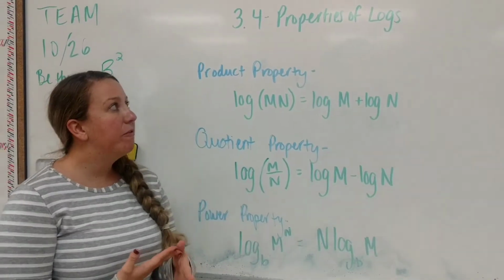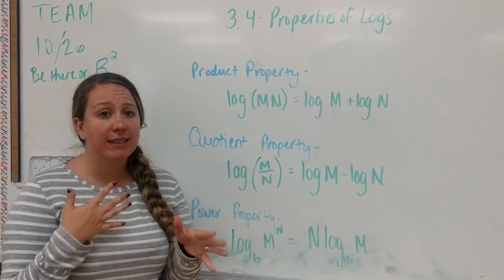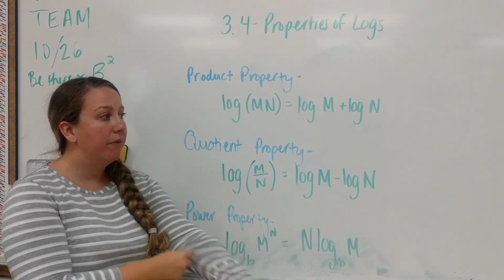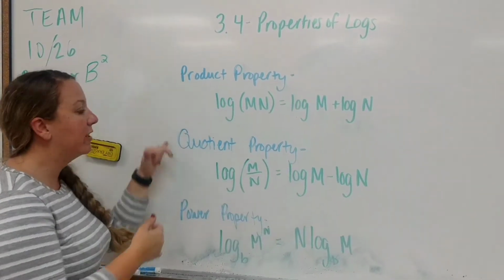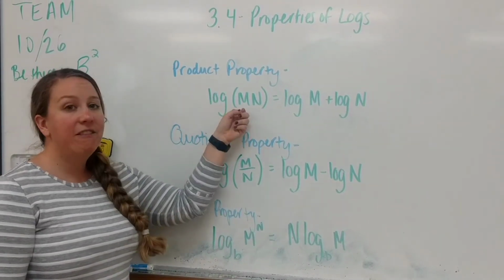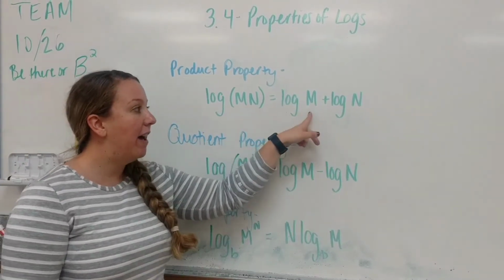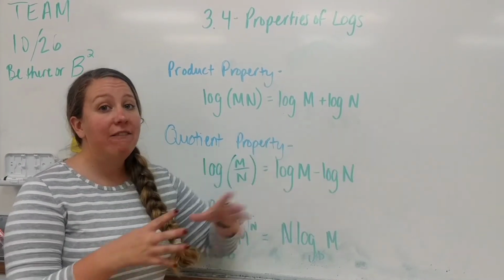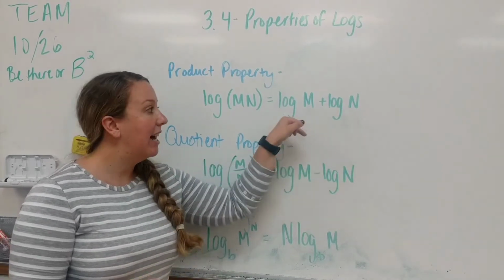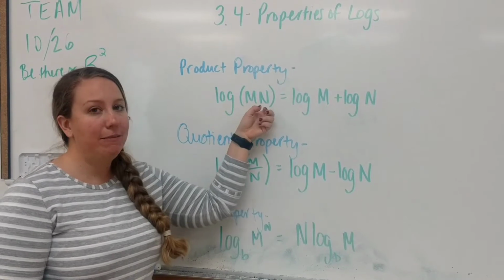This is section 3.4, properties of logs, and in this section we're going to expand and condense logs and LNs using these three properties. So we have the product property, which says if you have the log of m times n and you're expanding it, it turns into the log of m plus the log of n. And vice versa, if you have log of m plus log of n, you can condense it into log of m times n.